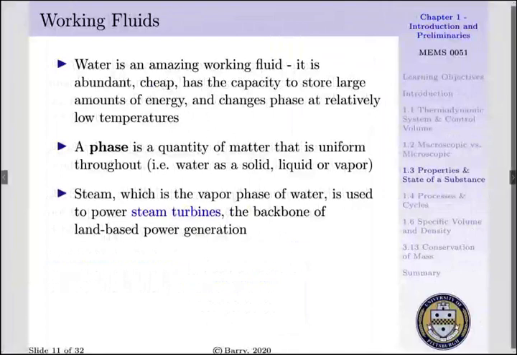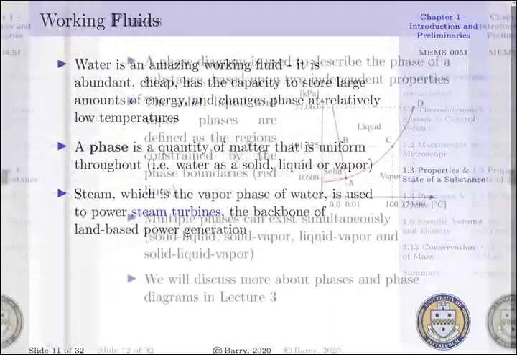Now, we must discuss what working fluids are. In this course, we are going to use water primarily as a working fluid. For it is abundant, cheap, and has the capacity to store large amounts of energy, and can change phase relatively easily at low temperatures. A phase is a quantity of matter that is uniform throughout, i.e. water can be in a solid, liquid, or vapor phase. A solid phase would be ice, a liquid phase would be liquid water, and vapor would obviously be water vapor. Steam, the vapor phase of water, is used to power steam turbines, the backbone of land-based power generation systems.